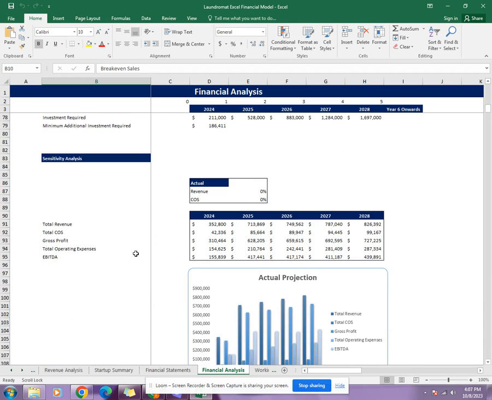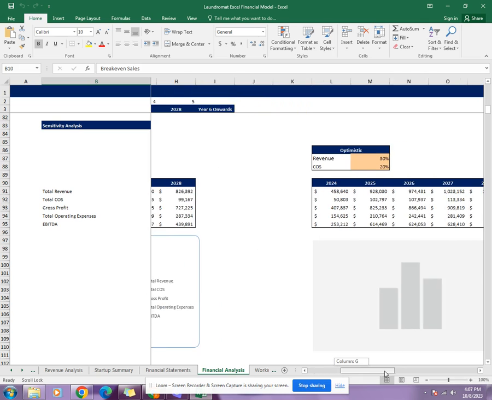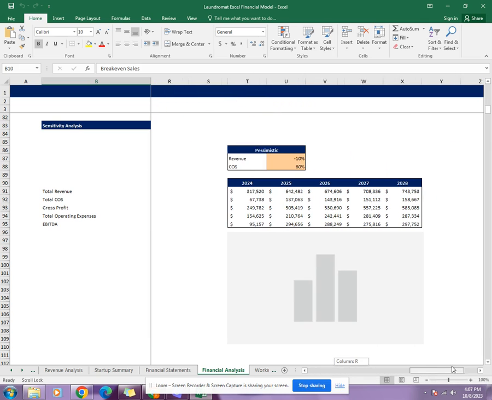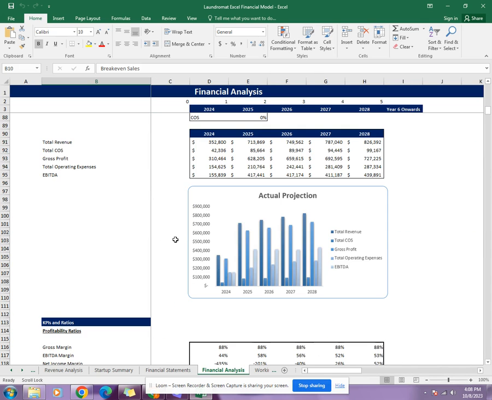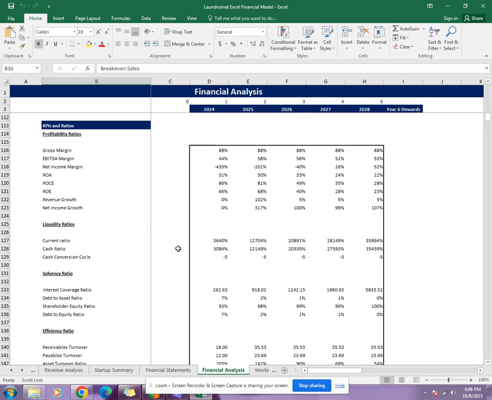Then comes sensitivity analysis. The sensitivity analysis over here, as you can see, gives you a brief scenario on three different scenarios: pessimistic, optimistic, and actual, which gives you the functioning of the business in three different scenarios. Then comes the KPIs and ratios. The KPIs and ratios include the profitability ratio, liquidity ratio, solvency ratio, and efficiency ratios.